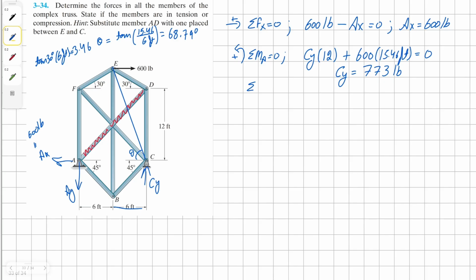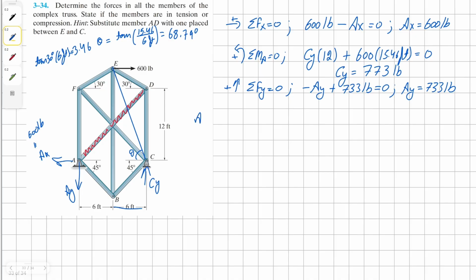Now we can sum the forces in y direction in order to find our solution for reaction force Ay. Negative Ay, positive Cy, all equals to 0. So for Ay, we get a solution as 733 pounds as well. Now that we have done that, we have our external reaction forces. We can start determining our force in each member.